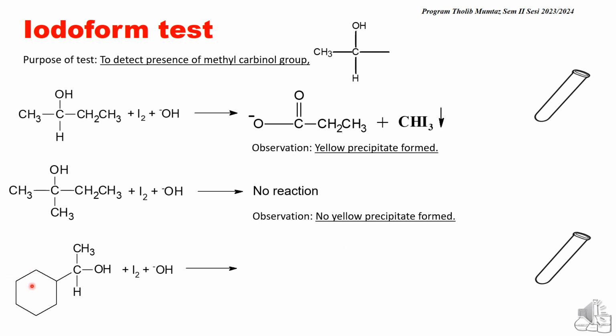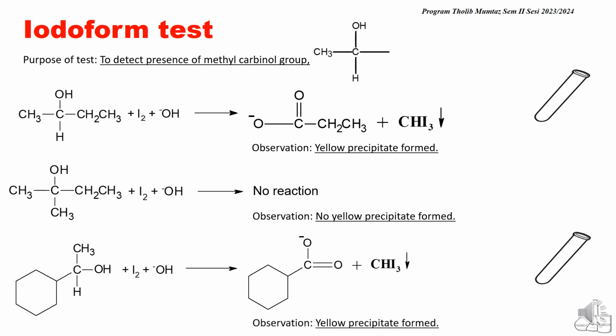Next structure, you are given cyclic alcohol. This is not cyclic alcohol, but alcohol attached to a cyclic structure. So check whether this has methyl carbinol. Alpha carbon has methyl and has hydrogen. So yes, this is also methyl carbinol. So it will have positive result with iodoform. The way to write the product is the methyl group will become O negative and the OH become double bond O with the side product CHI3 precipitate. So this should be observed as yellow precipitate formed.